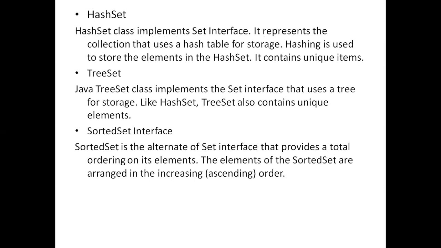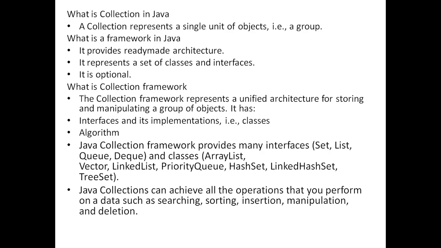What is a hash set? Hash set is a class that implements the set interface. It represents the collection that uses a hash table for storage. So what actually is a collection? A collection represents a single unit of objects, that is, a group. Then what is a framework? A framework means a ready-made architecture. It represents a set of classes and interfaces.